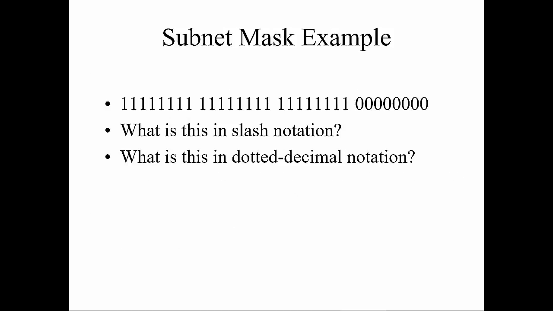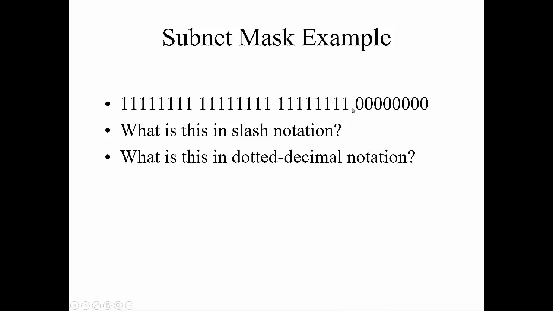So here it is broken up in binary. Again, notice 8 bits, space, 8 bits, space, 8 bits, space, 8 zeros. How many ones are there? There are 24 ones. So in slash notation, that'd be a /24. In dotted decimal, it'd be 255.255.255.0.